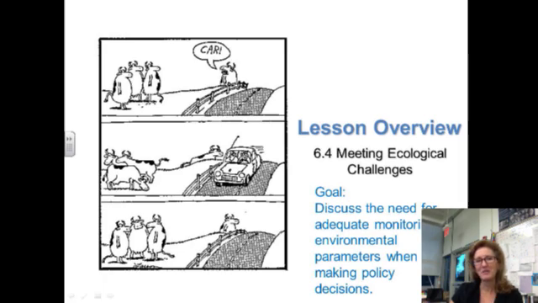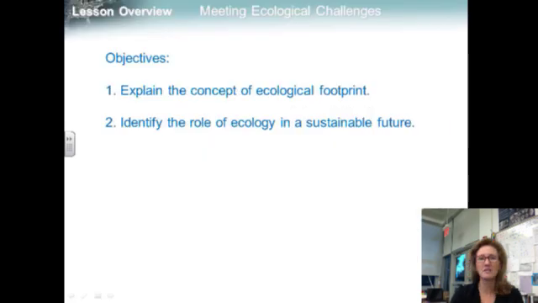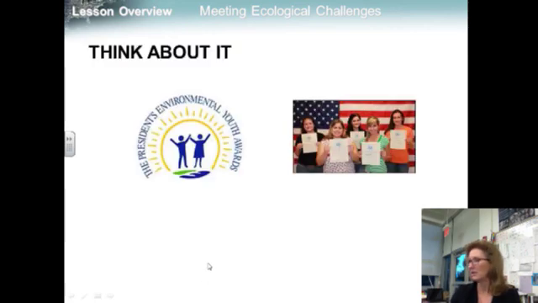So our goal today on lesson 6.4 is to discuss the need for adequate monitoring of environmental parameters when making policy decisions. All right, let's look at our objectives then. Explain the concept of ecological footprint, identify the role of ecology in a sustainable future. All right, let's think about it.